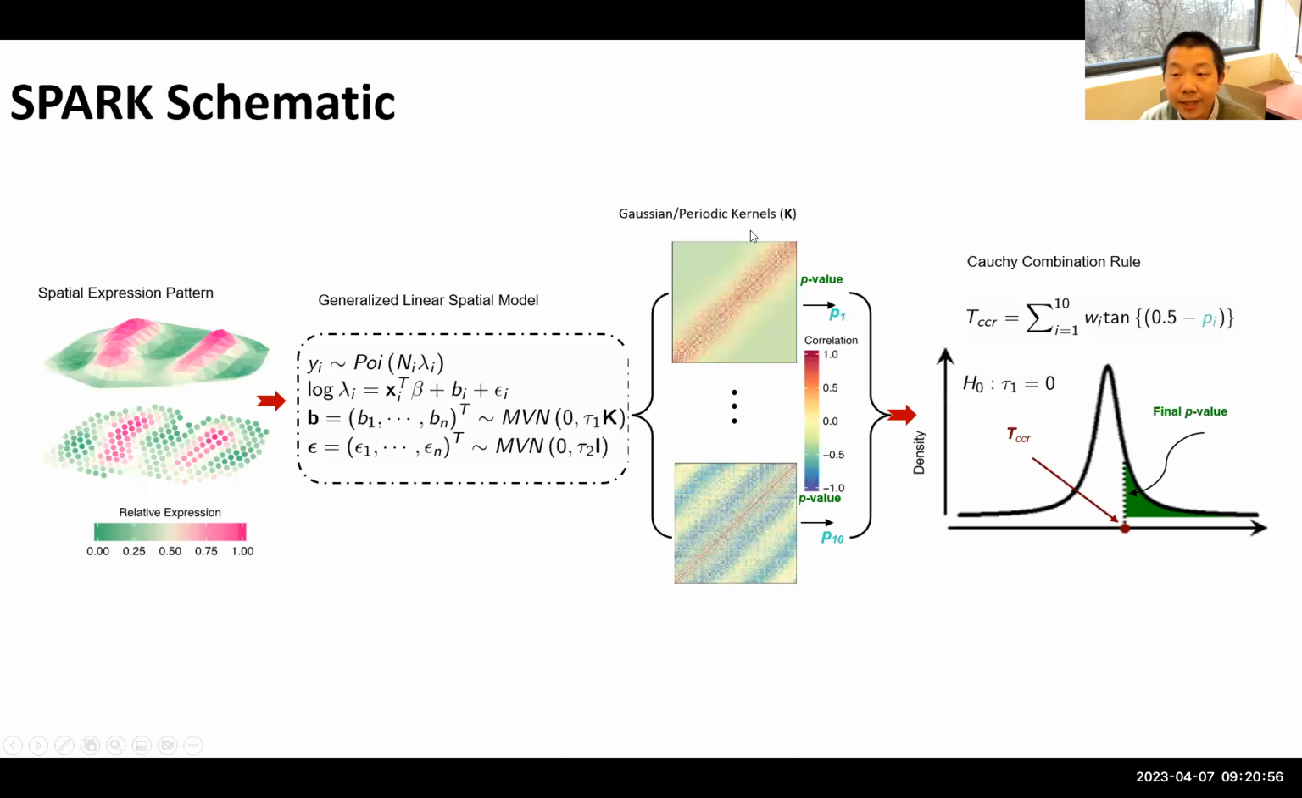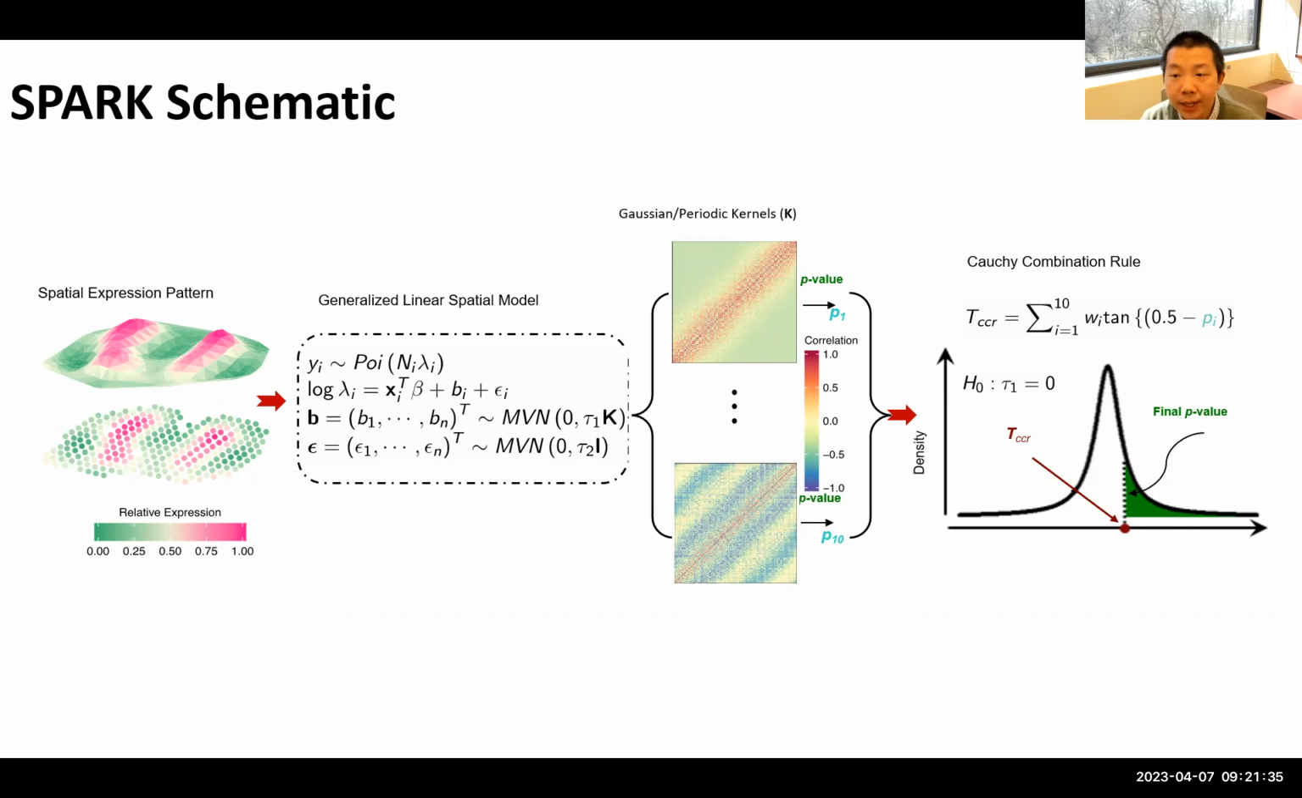To summarize this entire process, our goal, from the left side to the right-hand side, is to detect genes that show spatial expression patterns. To do so, we use the generalized linear spatial model, and we focus on testing tau, the variance component parameter. To do that, we introduce 10 different kernels, and for each kernel, we compute the exact p-value. So we get P1, P2, up to P10 for each gene, and then we combine the 10 p-values into a single p-value for that gene. This is the entire procedure of SPARK.